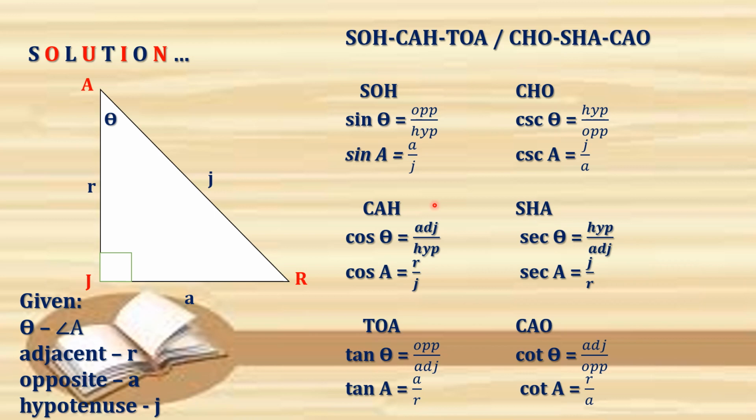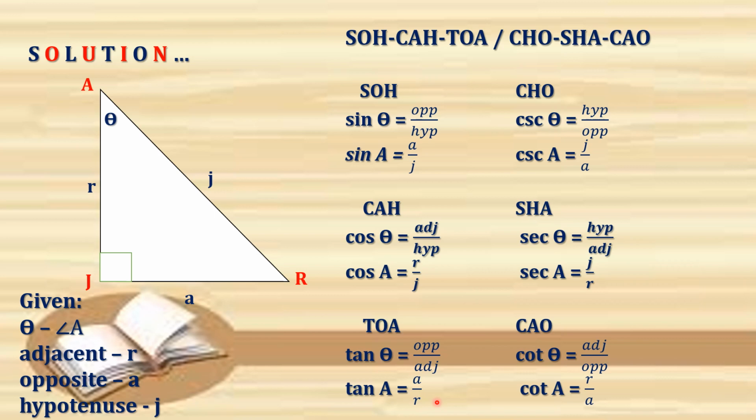Next, CAH. Cosine theta is equal to the adjacent over hypotenuse. Based from our given, the adjacent side is R and the hypotenuse is J. This is just very easy, you know. We have the TOA, tangent theta is equal to the opposite over adjacent. So our opposite is A and the adjacent side is R. These are the three basic ratios.